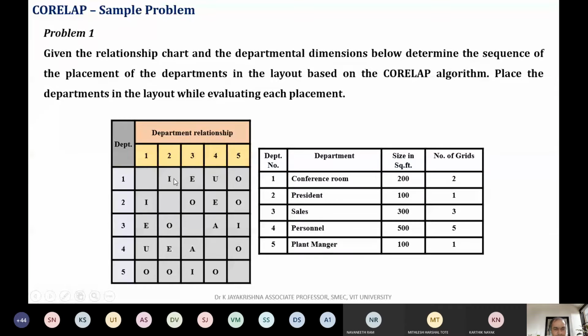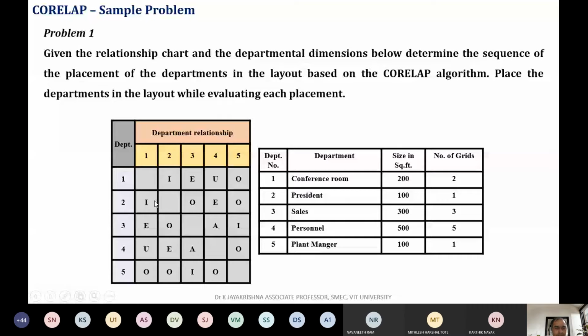Can you tell how this is made? Can anyone tell what is this and what is this? This upper triangle and lower triangle. Can you tell what is this? It's a matrix. It's just like a matrix. It's enough if they give you the upper triangle matrix or the lower triangle matrix. You can easily plot this and you can start the problem. And this is the relationship.